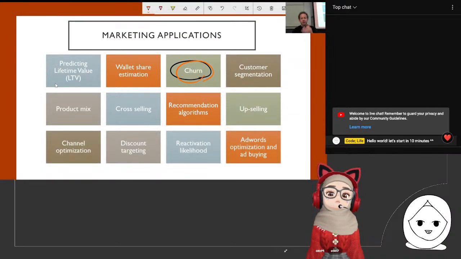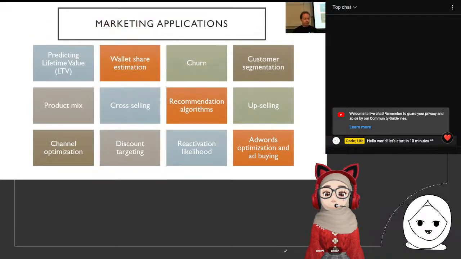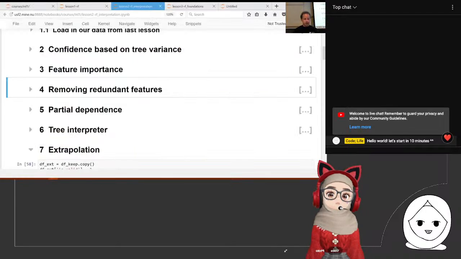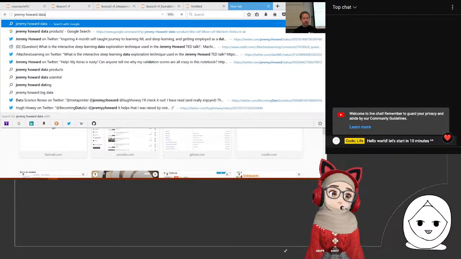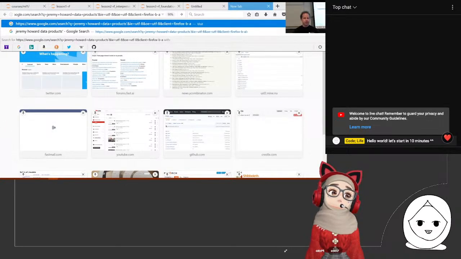So in order to understand why we would do churn modeling, I've got a little framework that you might find helpful. If you Google for Jeremy Howard data products, I think I've mentioned this thing before.